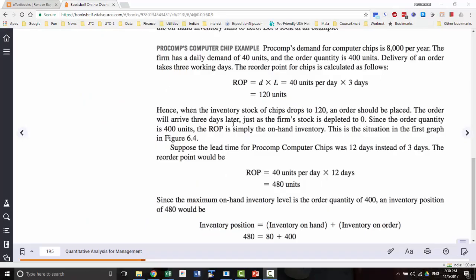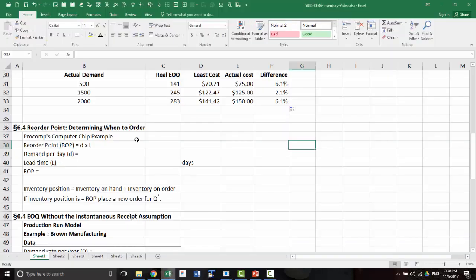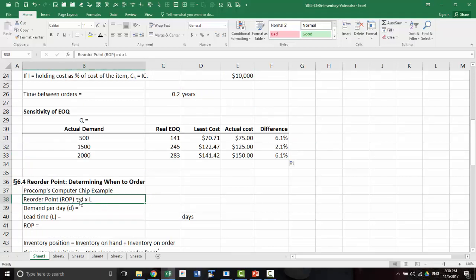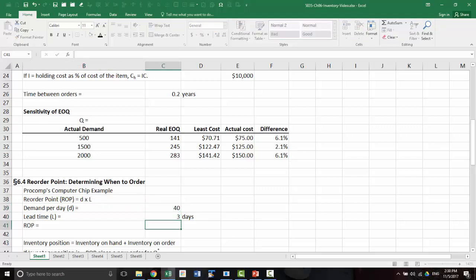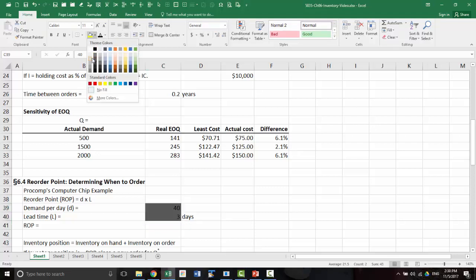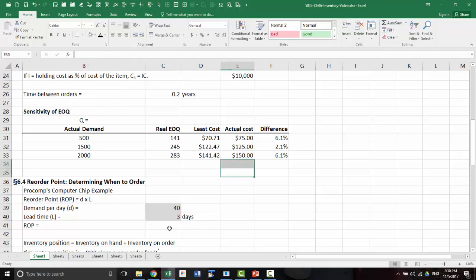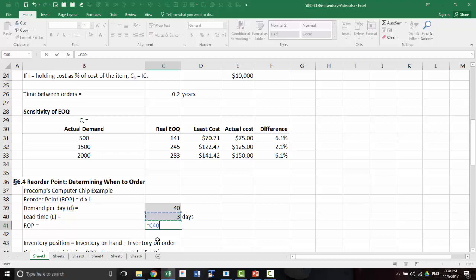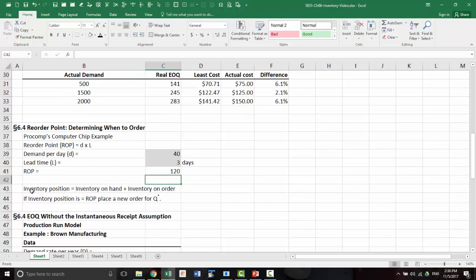So this is the example that we just looked at. Let's head over to Excel and take a look at it. So the reorder point is d times L. Let's see, the demand is 40 units. Okay, lead time is 3. All right, so let's color code this lightly like that to indicate that that's input. So our reorder point is simply that times that, 120. And our inventory position is inventory on hand plus inventory on order.